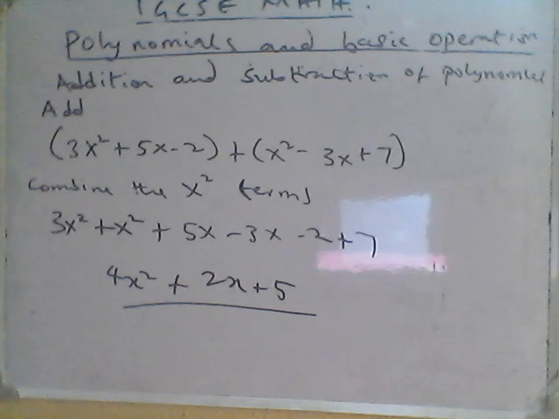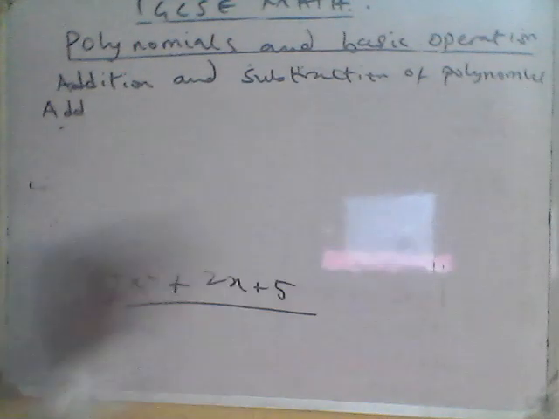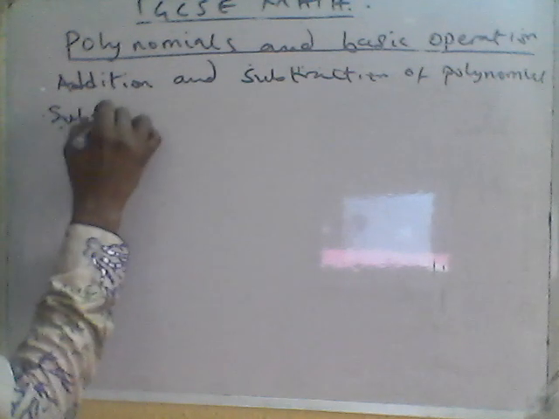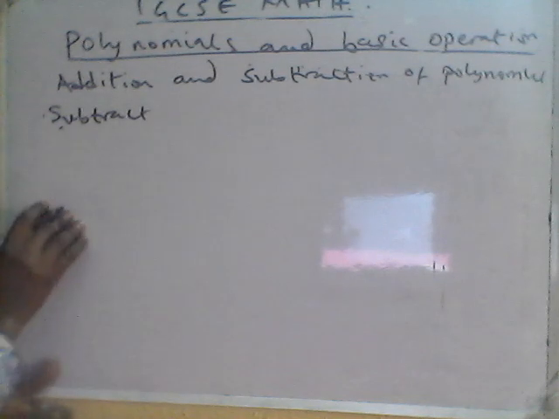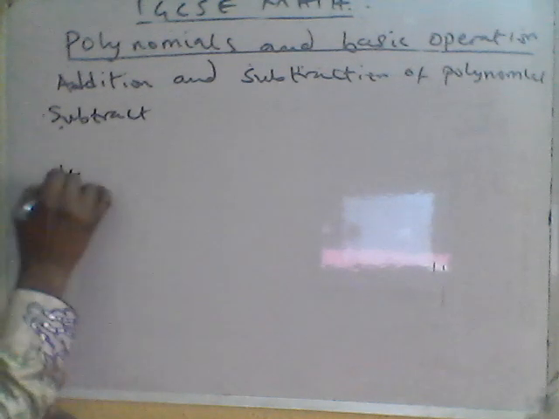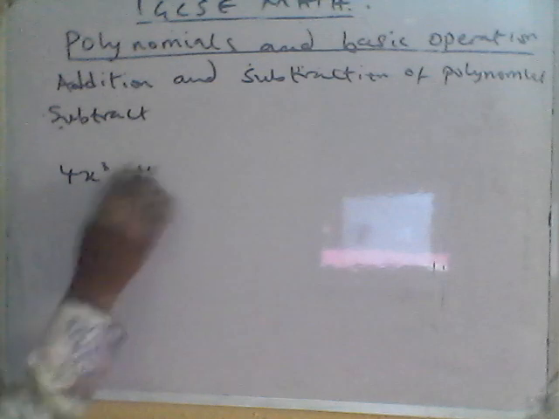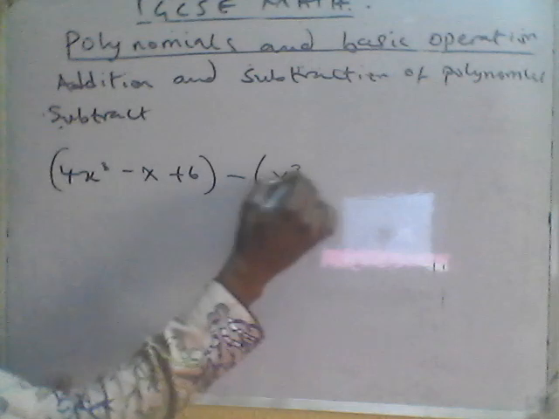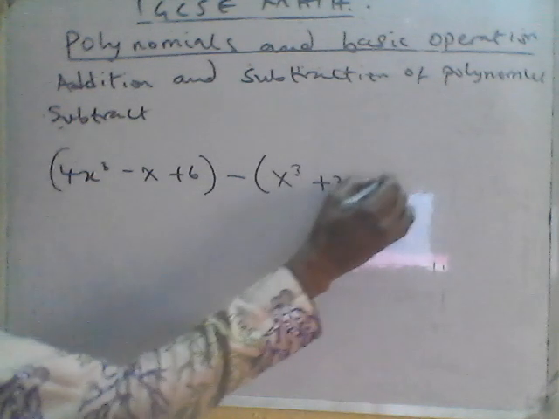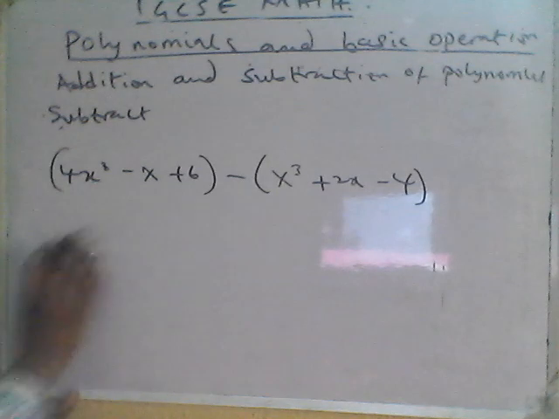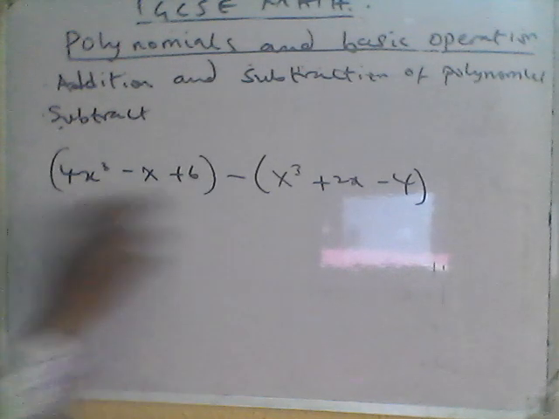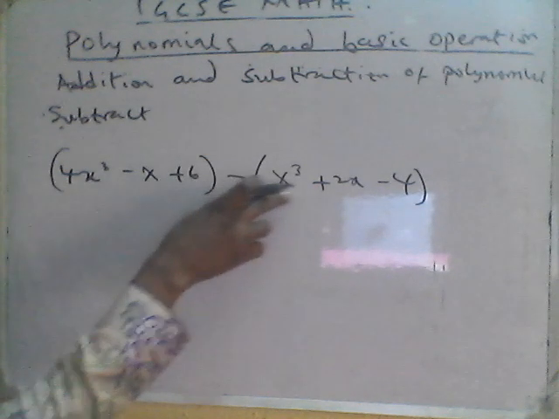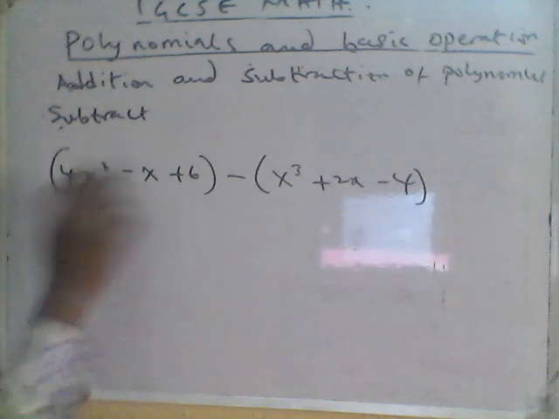Okay, so let me do a subtraction example. Say subtract two polynomials. If I have this polynomial here, 4x cubed minus x plus 6, then minus x cubed plus 2x minus 4. So these are two polynomials I'm going to subtract. This is the operation I'm working on. So again, for this sign minus, before I open this bracket, I need to change all the signs inside of it.